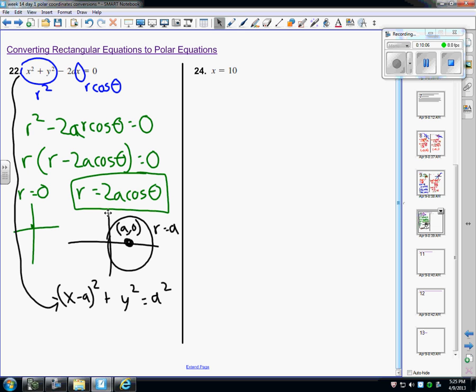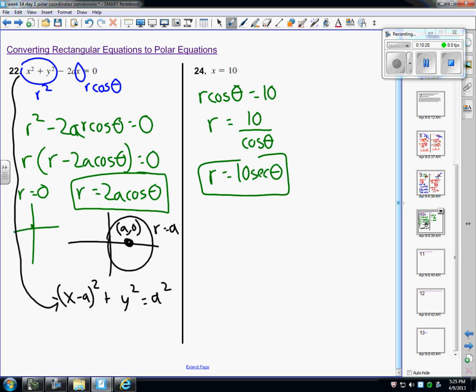Let's look at 24. X equals 10. That's it. We already looked at one earlier today that was x equals 1. So x is r cosine theta equals 10. So r equals 10 over cosine theta. R equals 10 secant theta. And we talked about this one before. A lot of students over the years forget that polar can still get you a straight line. Okay? So r equals 10 secant theta.